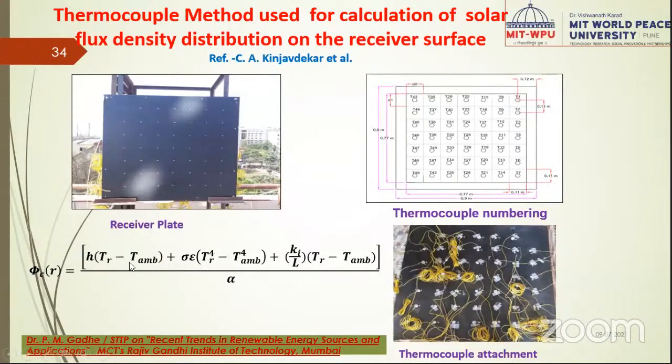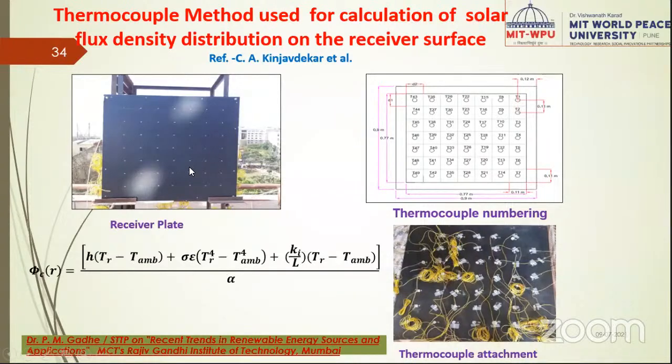Now, based on the temperature, by using this equation, we can find out the flux intensity at a particular location. This method was already used by C.A. Kinjivedkar at IIT Bombay, along with Shirish Kedare sir. The same method we have implemented here to find out the flux distribution. For this, we should know the absorptivity value of the plate we are using, and also its emissivity value.